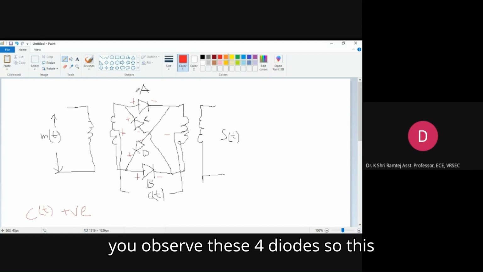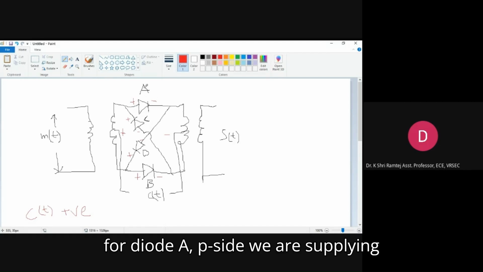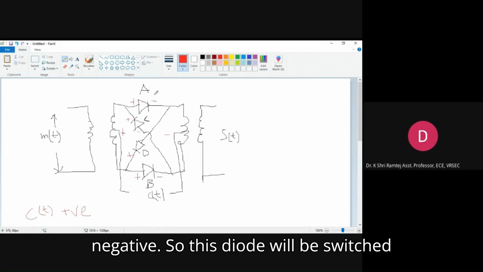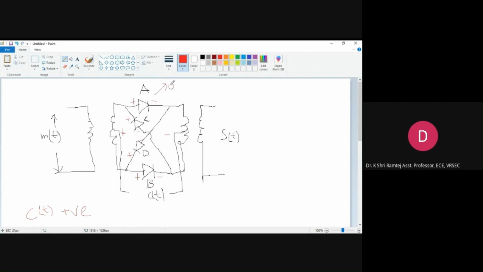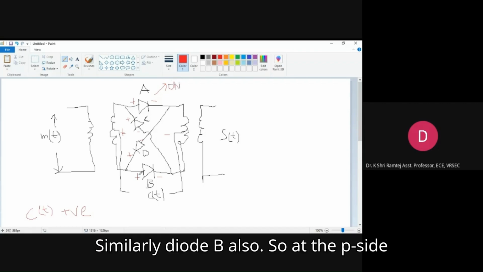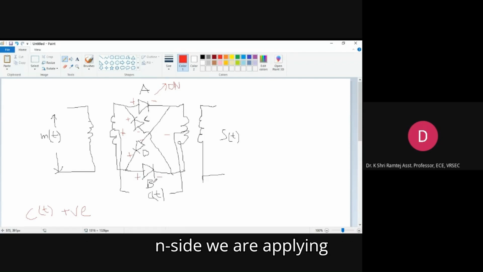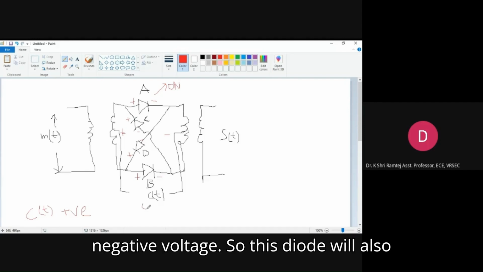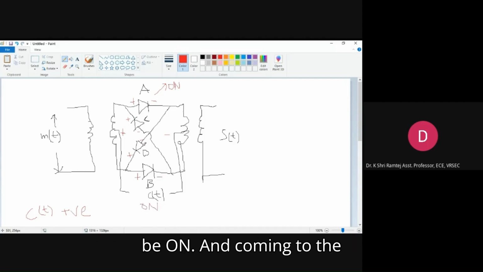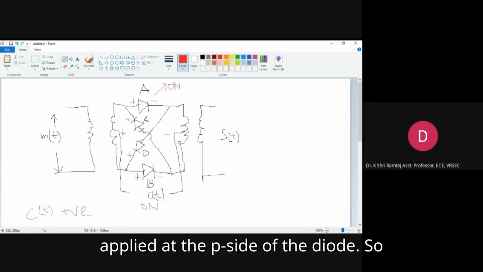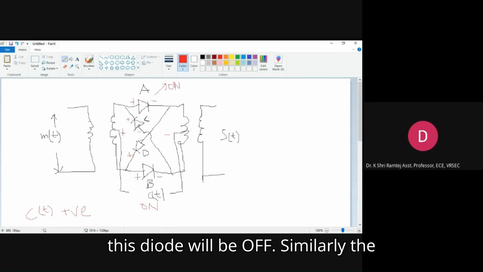So if you observe these 4 diodes, for diode A, at the P side we are supplying positive voltage and the N side is negative. So this diode will be switched on. Similarly, diode B also. At the P side we are applying positive voltage and at the N side negative voltage. So this diode will also be on. And coming to diode C, positive voltage is applied at the N side of the diode and negative voltage at the P side. So this diode will be off.